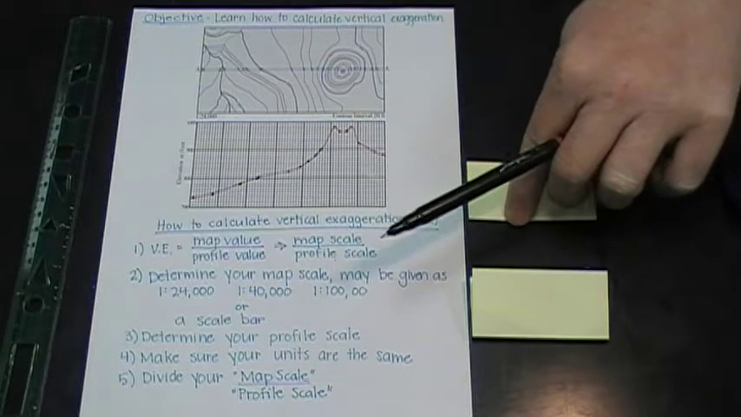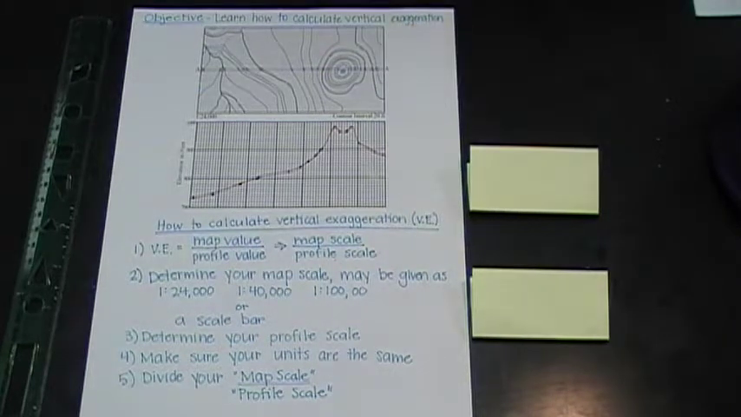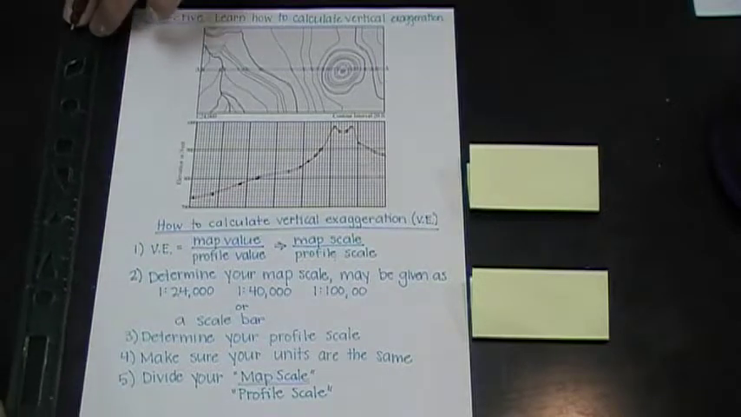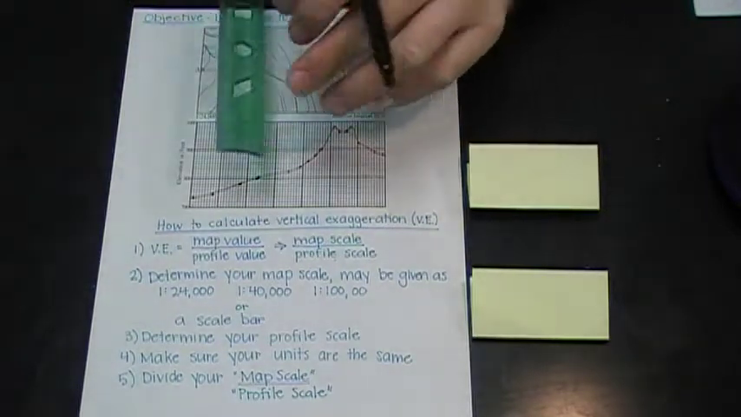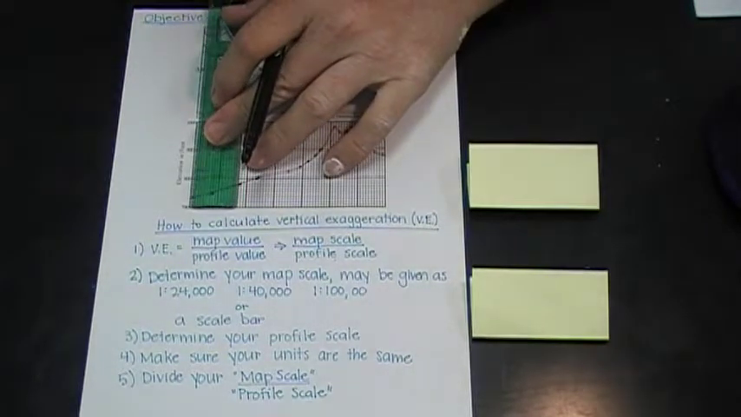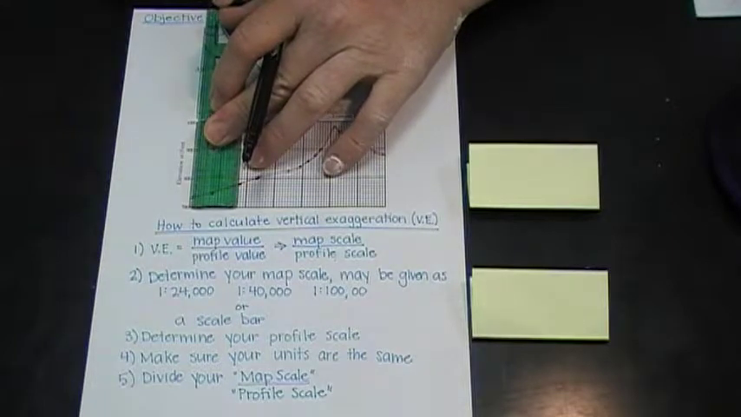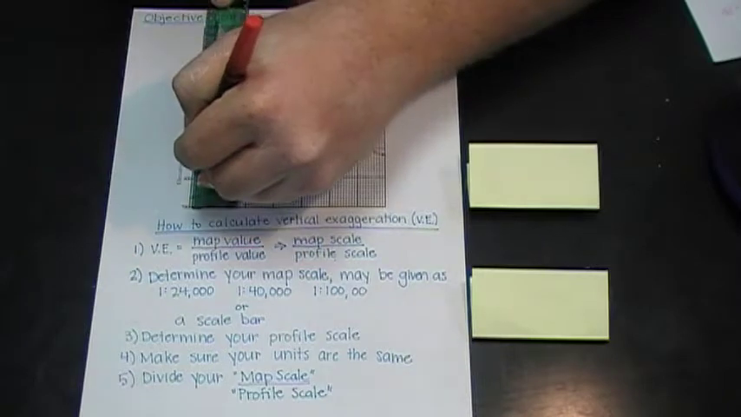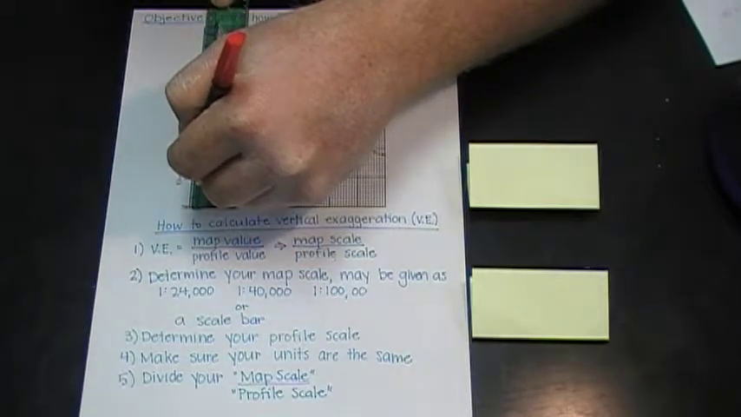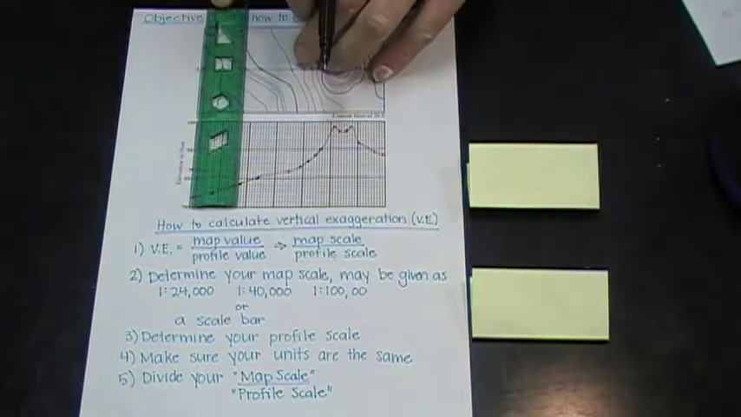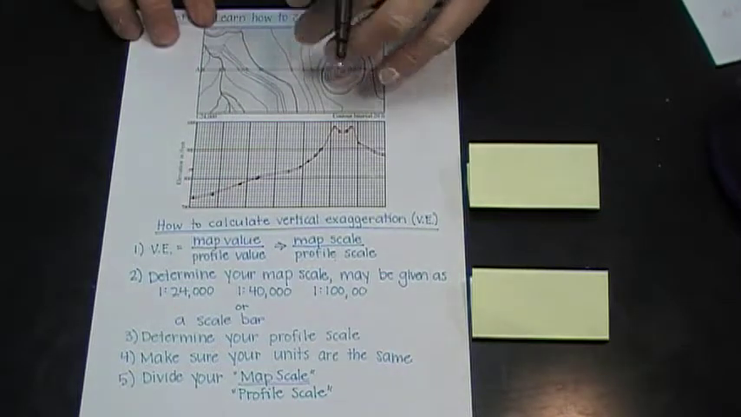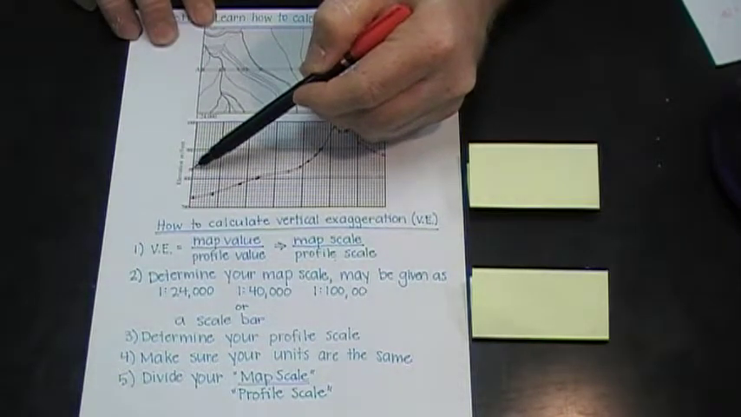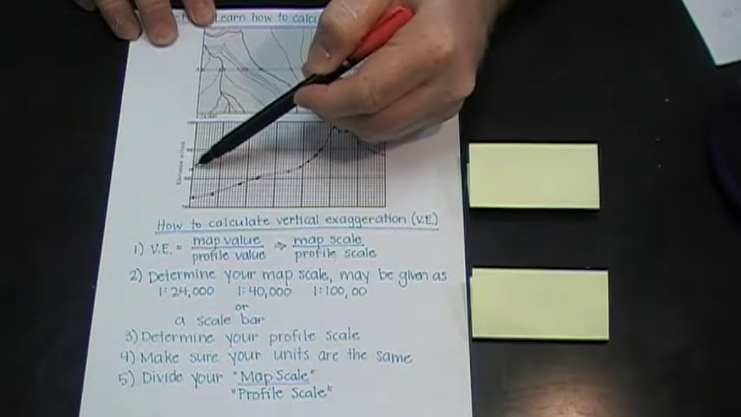Now, we need to figure out how many feet are in 1 inch of our profile. That is where our ruler comes in. So take your ruler, lay it along the side of your profile where your values are given. Mark where 1 inch is. Remove your ruler and simply count the blocks. To help you out, there are 13 blocks.